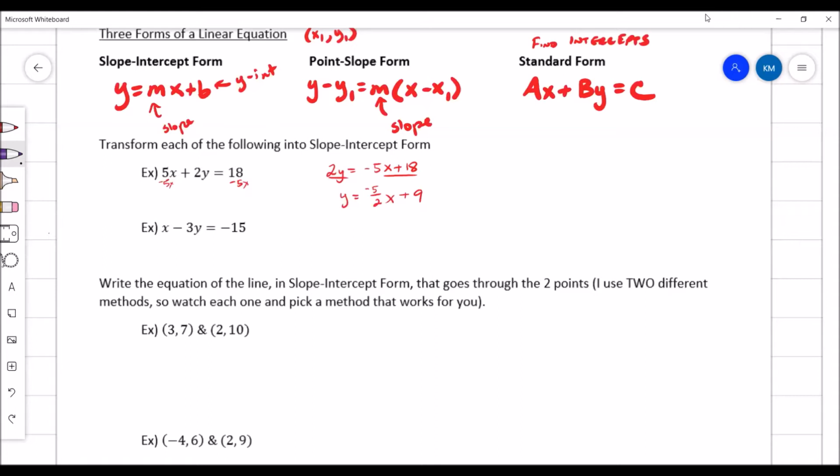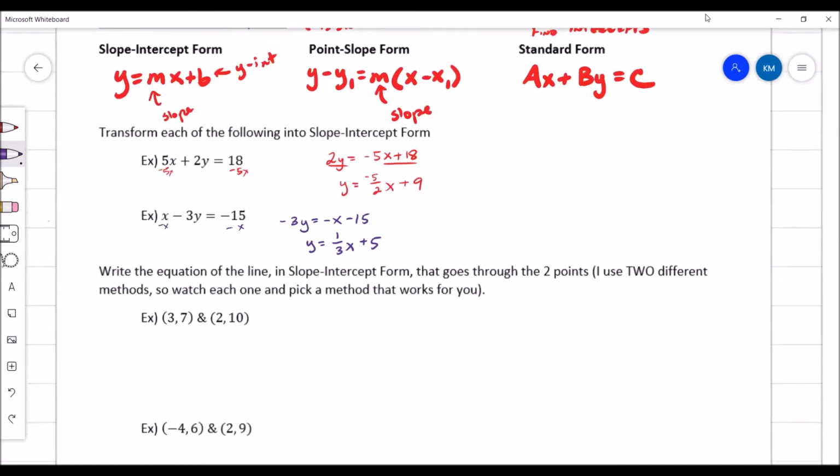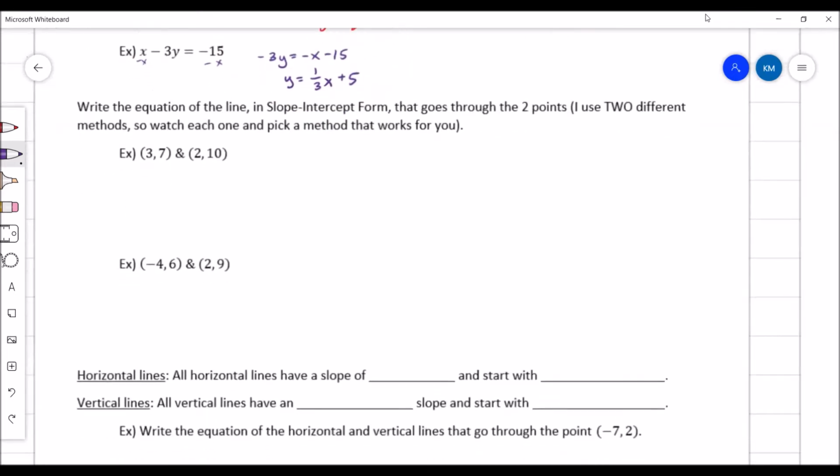All right, number 2. Again, putting it in slope-intercept form means solving for y. So I'm going to subtract x from both sides. That gives me negative 3y equals negative x minus 15. I'll divide both sides by negative 3. So then y equals, negative divided by negative is positive, 1/3 x plus 5. So there we have it, in slope-intercept form. That's very useful because slope-intercept form is one of the better forms to use when graphing.